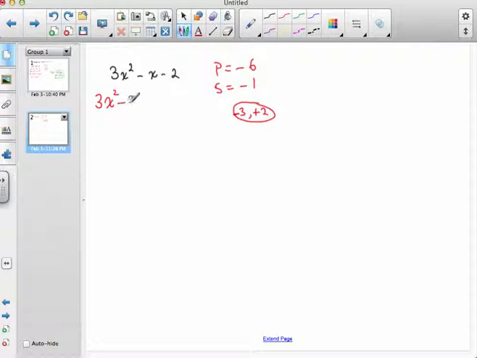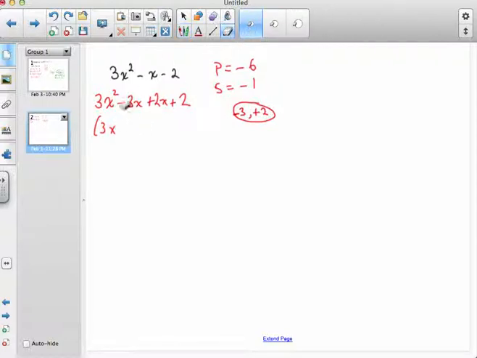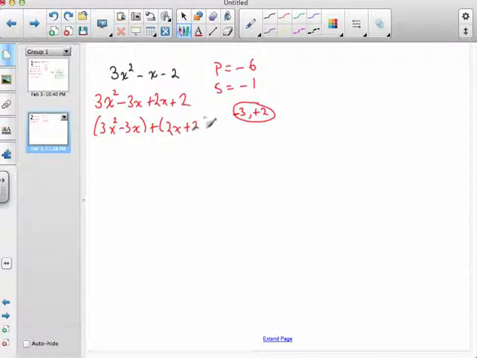First step, break up the middle. Done. After that, group. Okay. And I don't have to worry about grouping a negative here, which is nice. Common factor. Check that these are the same, and they are not.